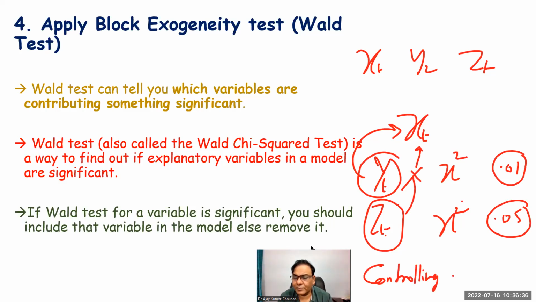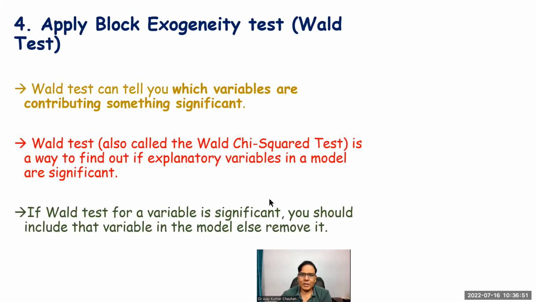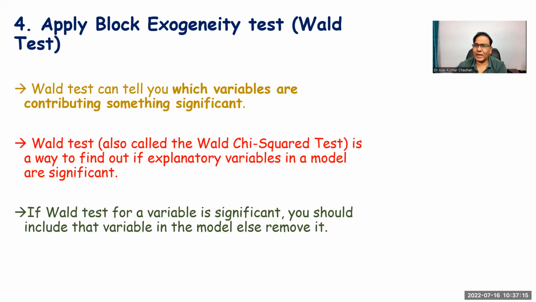So we have the controlling effect in the vector autoregression model, and this controlling effect will give you the more accurate result in multivariate causality system. So if Wald test for a variable is significant, you should include that variable in the model, else remove it. So this is the meaning of the Wald test. It is the most important table of vector autoregression model, need to be reported in the paper, and will tell you the exact causality in the system.